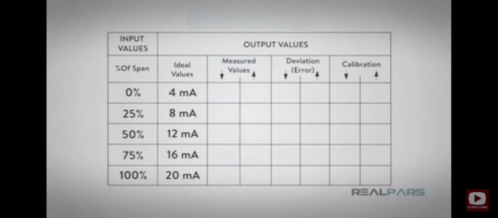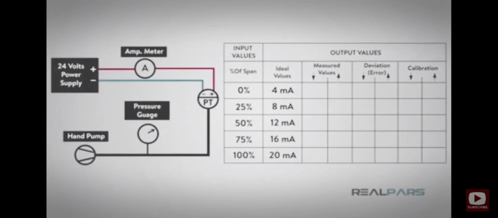To perform an as-found check, an accurate and precise instrument is used to develop process signals corresponding to 0%, 25%, 50%, 75%, and 100% of the process range of the transmitter. The corresponding transmitter output in milliamps is observed and recorded. This is called a 5 points check.